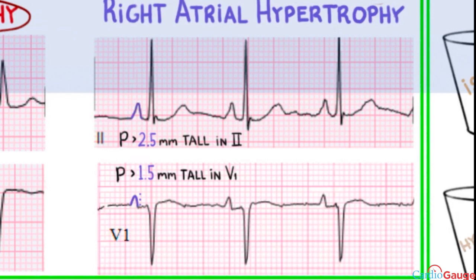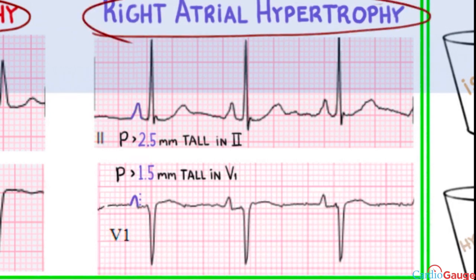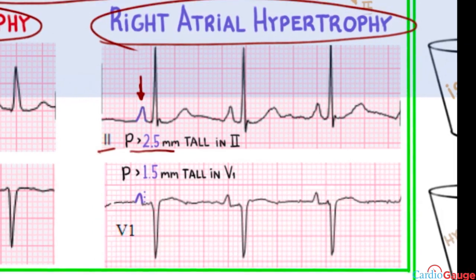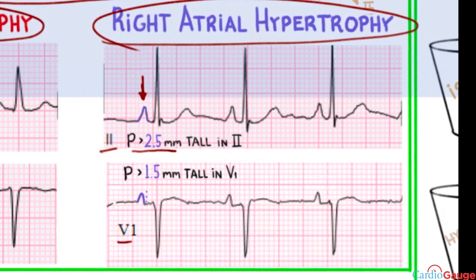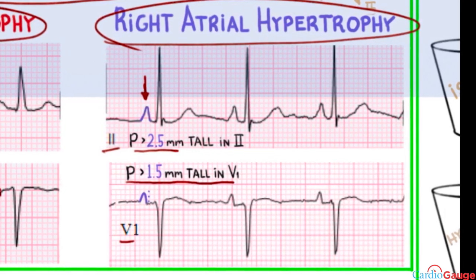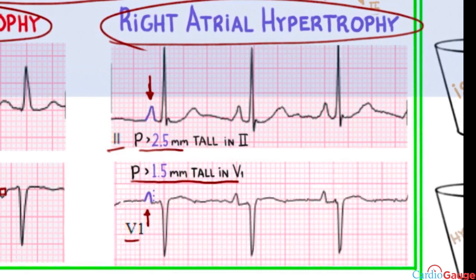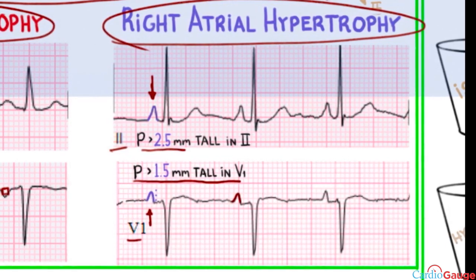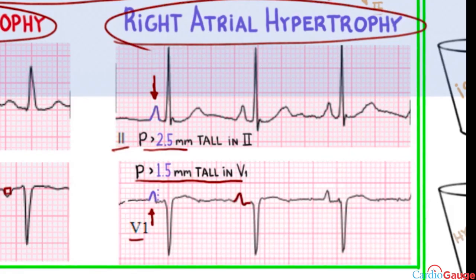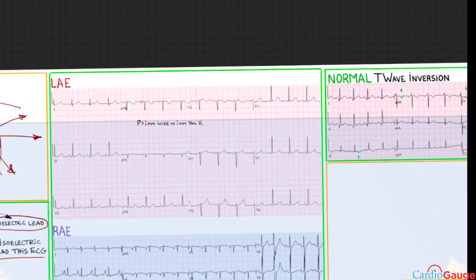All right, right atrial hypertrophy, tall P wave in lead 2, greater than 2.5 millimeters. And then the criterion for V1 is greater than 1.5 millimeters tall, and that's what you got here. And this shows the same thing where the right atrium goes and then the left atrium goes. It's hard to see it, but it's there.